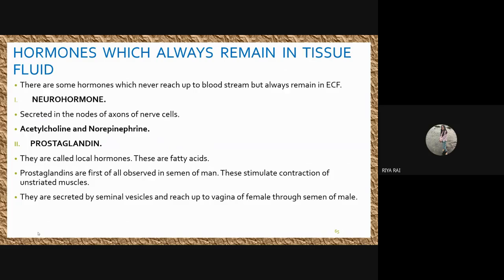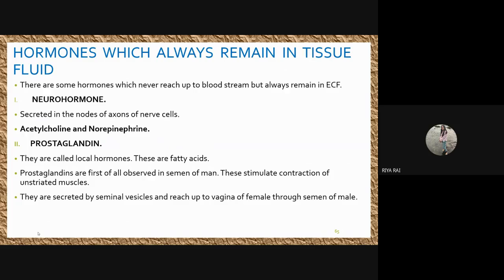Hormones which always remain in the tissue fluid. These are the following hormones which always remain in the tissue fluid. First is the neurohormone. Neurohormones are secreted by the axonic end of the nerve cells. They are acetylcholine, which is a type of neurotransmitter, and norepinephrine hormone.